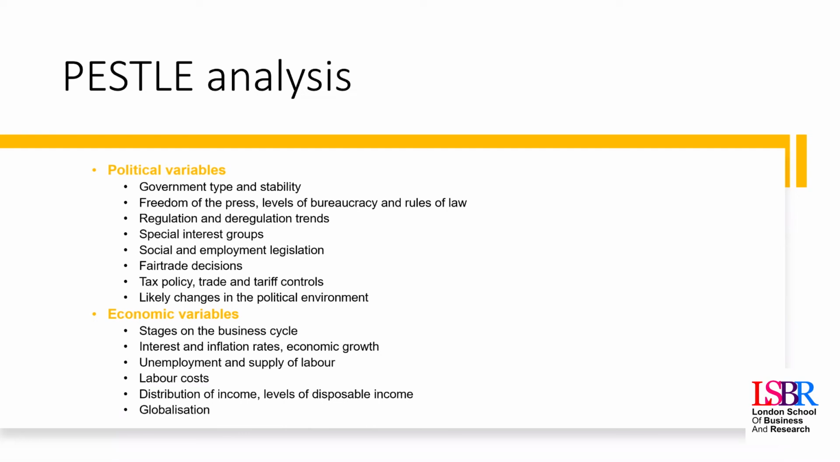For economic, you're looking at economic variables. That can be stuff around perhaps the different stages of the business cycle. When you're going through your growth, what's important? How are taxes applied? How does economic growth of the country look? If the country's GDP is growing, are people going to be buying products? So these are all important areas. The interest rates, the inflation rates, and economic growth, we mentioned already. The unemployment and the supply of labor.